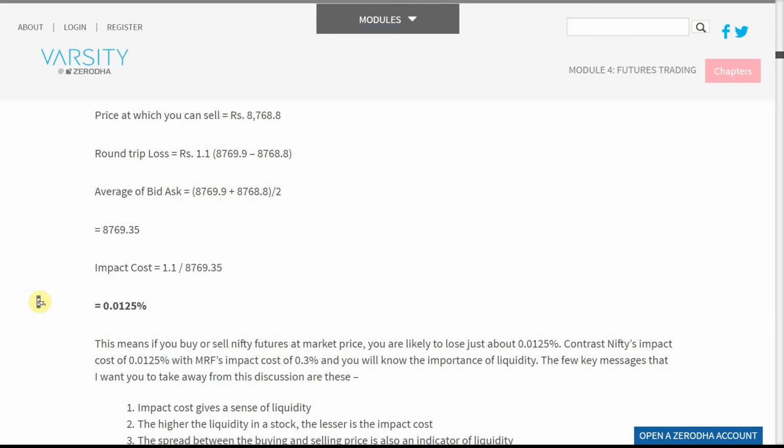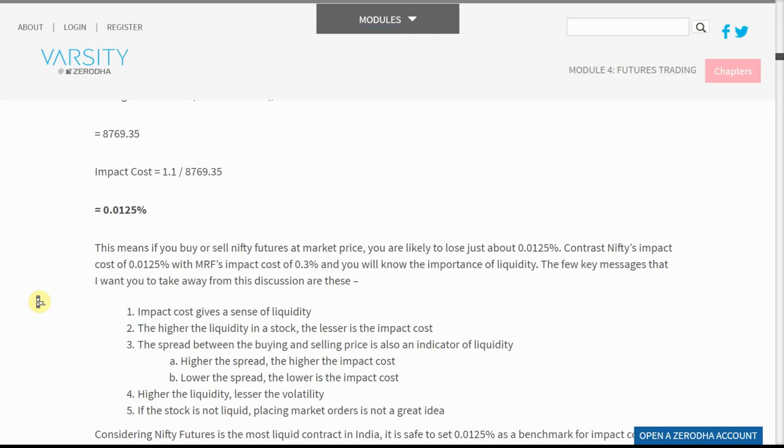Impact cost equals 1.1 divided by 8,769.35, which equals 0.0125%. This means if you buy or sell Nifty futures at market price, you are likely to lose just about 0.0125%. Contrast Nifty's impact cost of 0.0125% with MRF's impact cost of 0.3% and you will know the importance of liquidity.